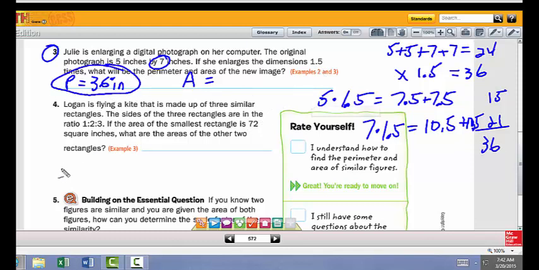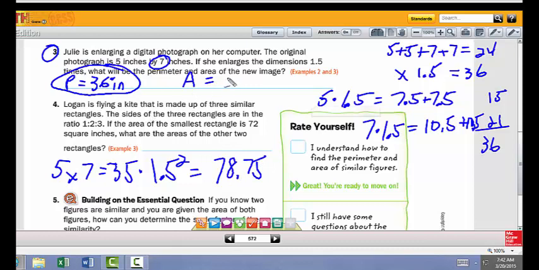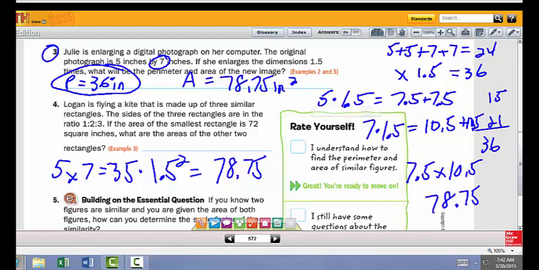The area is 5 times 7, which of course is 35, and then we're going to multiply that by 1.5 squared, and that is going to give us an area of 78.75 square inches. So our area is 78.75 inches squared. Now remember, we also over here figured our new dimensions. Our new dimensions were 7.5 by 10.5. So if we multiply 7.5 times 10.5, we of course get the same answer of 78.75. 2 different ways to do these problems.